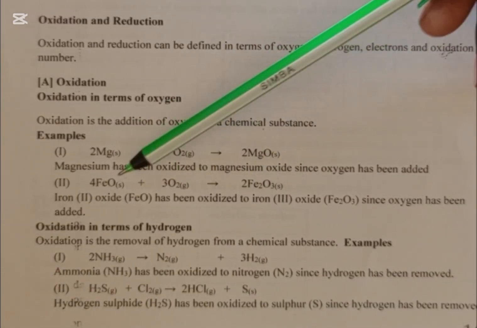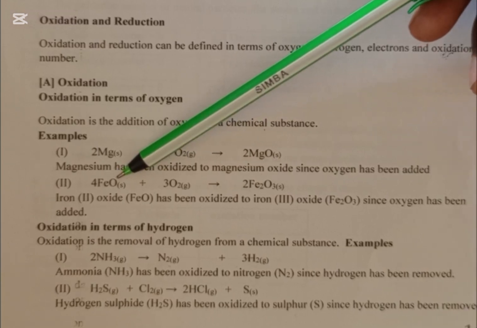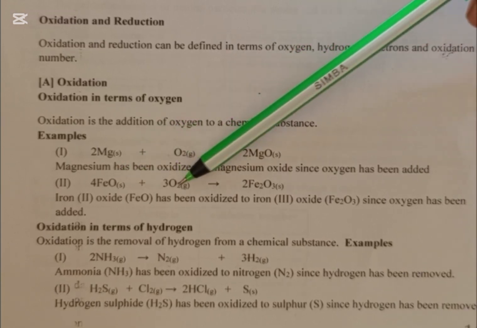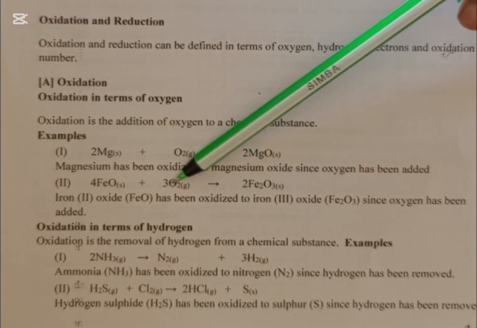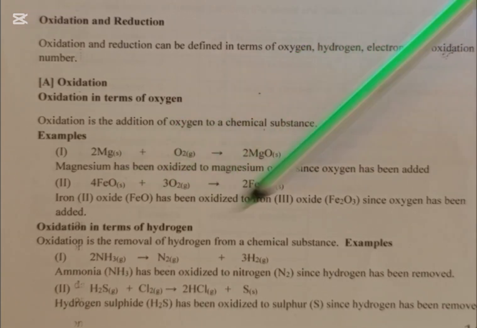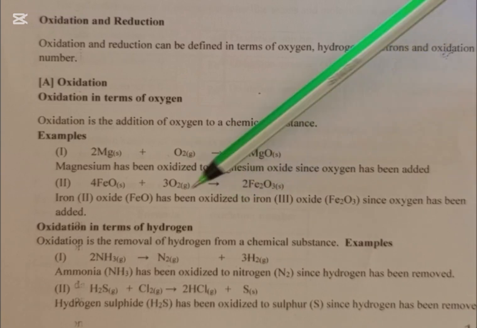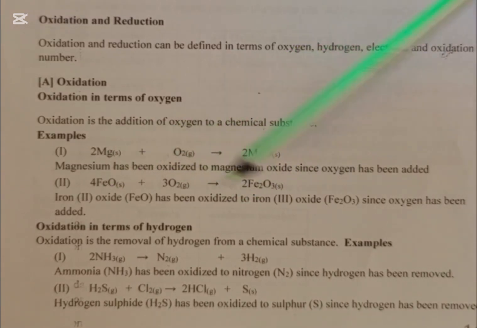A similar example is here. We've got iron(II) oxide plus oxygen. This has given us iron(III) oxide. So there's an addition of oxygen to iron(II) oxide to give us iron(III) oxide. The addition of this oxygen to this iron(II) oxide is what you're calling oxidation. That is oxidation in terms of oxygen.